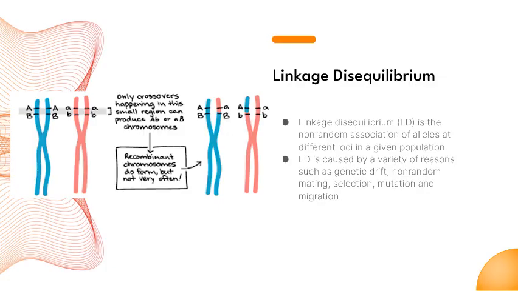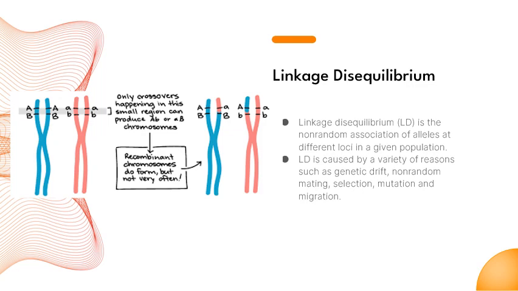So with genetic linkage, we can have linkage disequilibrium. This is a term used in population genetics to describe the non-random association of alleles at different loci, gene locations, due to their physical proximity on a chromosome.